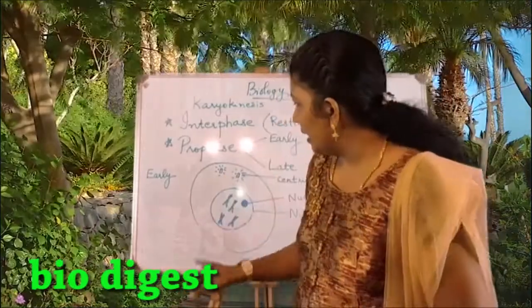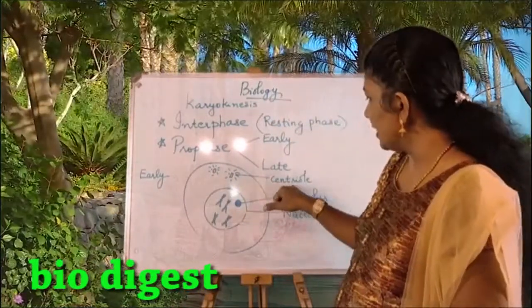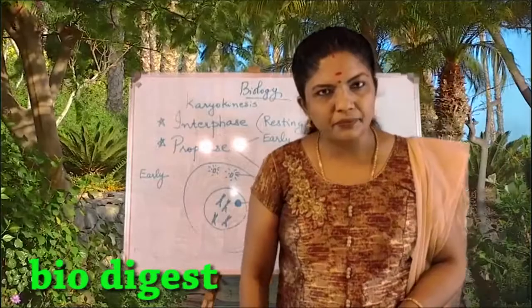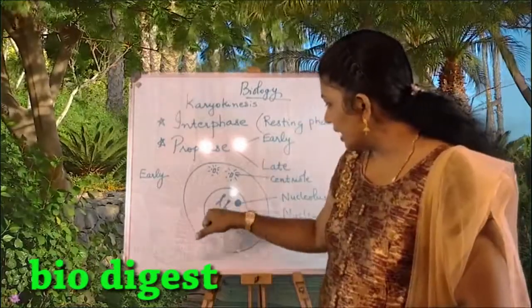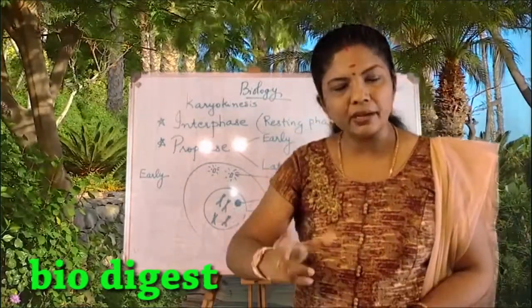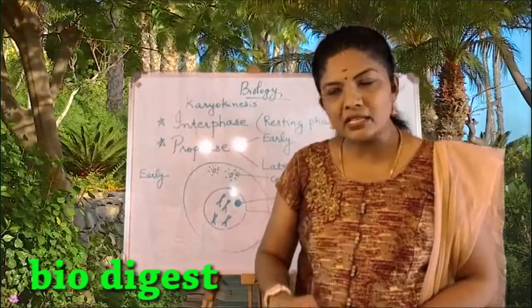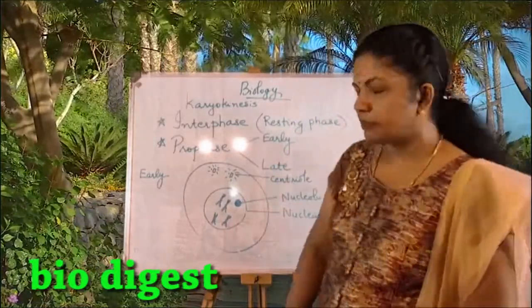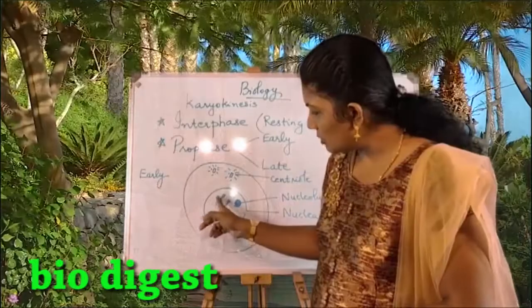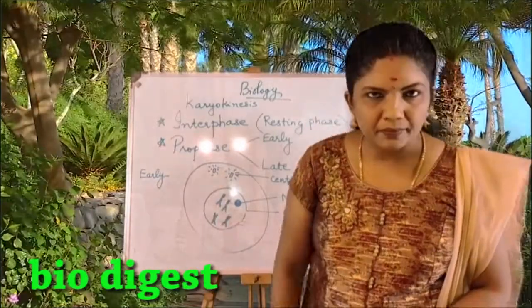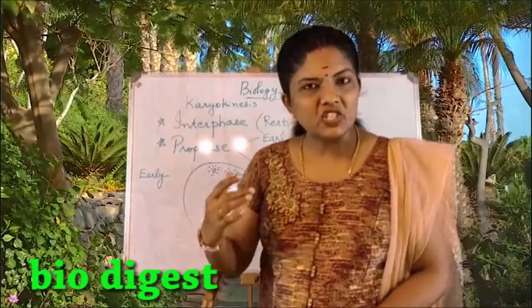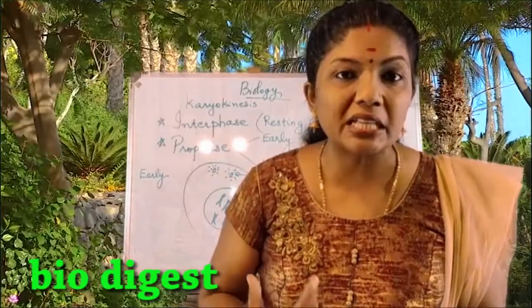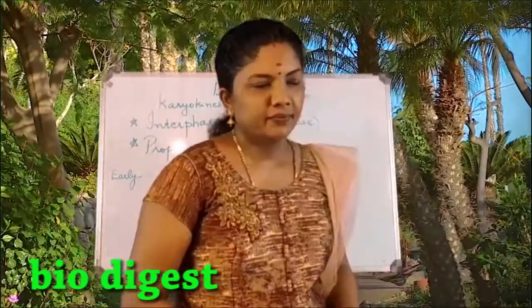So, what are they? In early prophase, you will be able to see the centrioles. Then, nuclear membrane is clear. It is present. Nucleolus is present. Now, the chromosomes are actually visible. So, all these are the changes taking place during the early prophase.